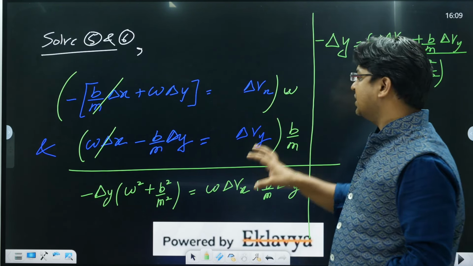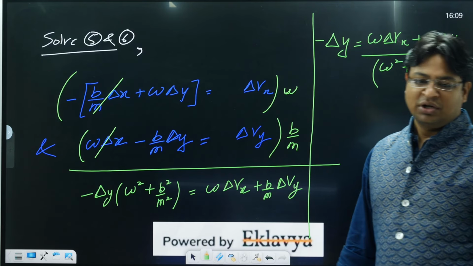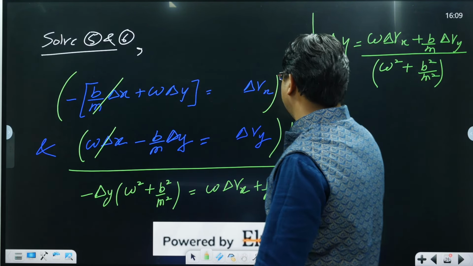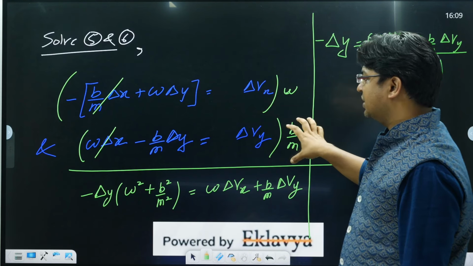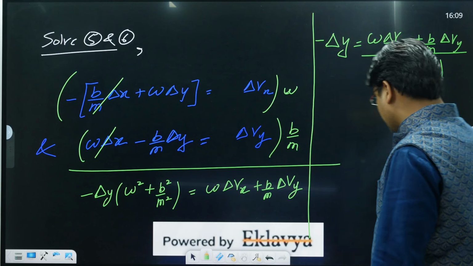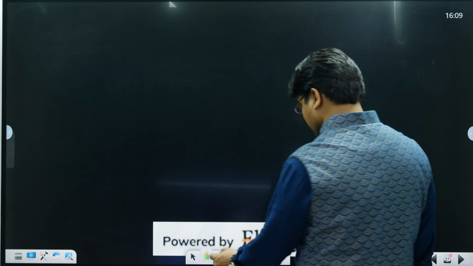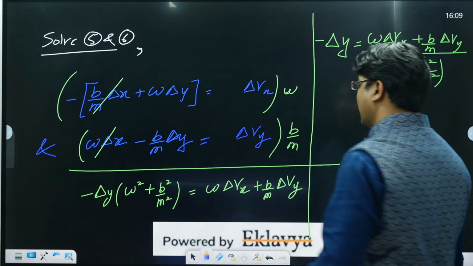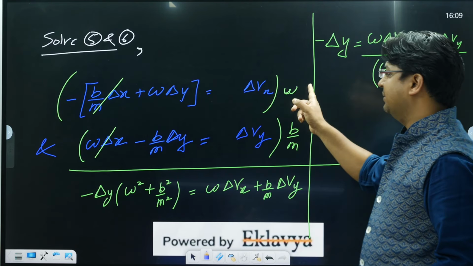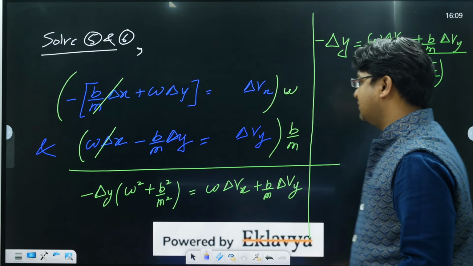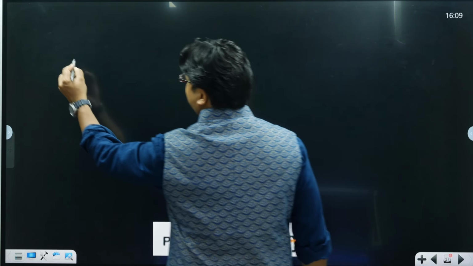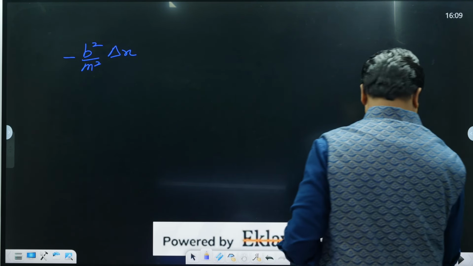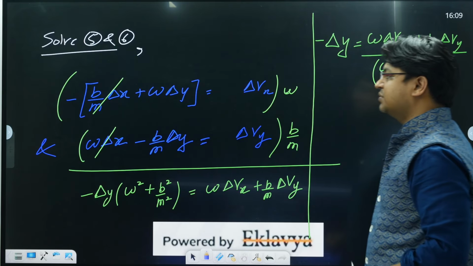Similarly, to get delta x, you can either substitute this value in any one of these equations, or alternatively, you can try to eliminate delta y from these equations. So you will multiply this with B by M, you will multiply this with omega, and then you will take the difference. I think that way it would be easier for me. So let me do that. I'll now try to solve for delta x, and to do that I will multiply with this B by M. When I multiply it with B by M, I get minus B square by M square delta x.